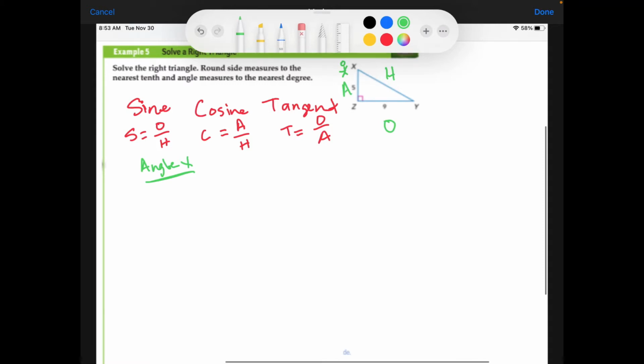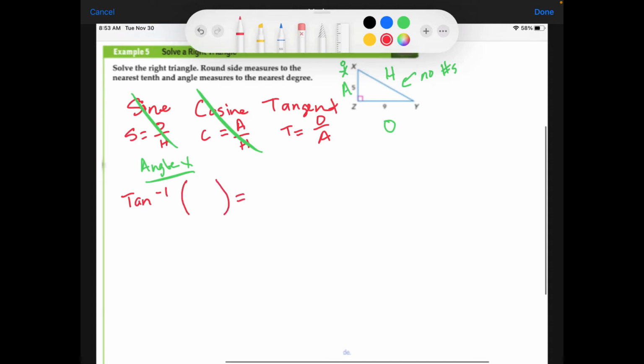So now that I've labeled all the sides, to find the measure of an angle, I have to have two numbers, two side lengths. As you can see, there are no numbers on the H. So I want to cross out any ratio that has an H in it. It's not going to help me find the measure of the angle. So I'm going to eliminate sine and cosine because they both have an H. And now I know which one I'm going to use, which is the tangent. I'm going to use the tangent inverse because I'm looking for the angle.